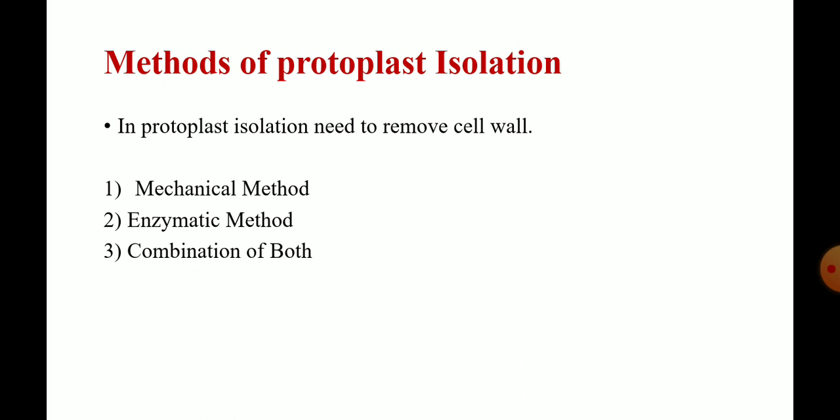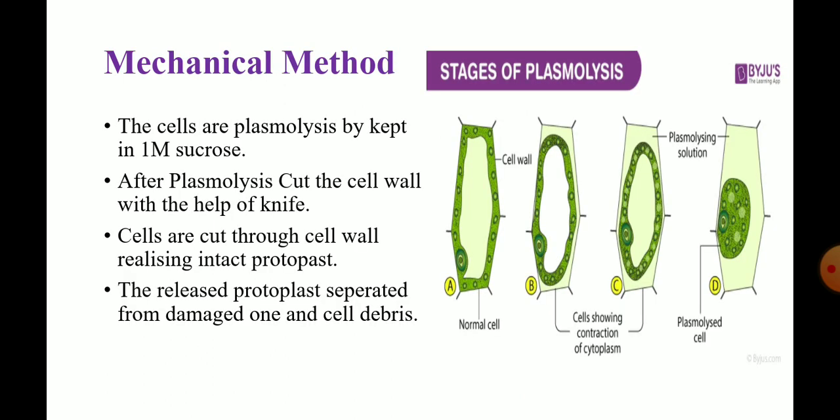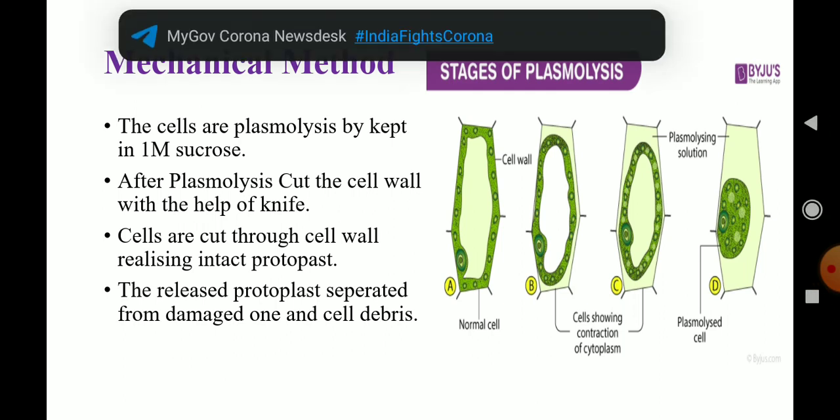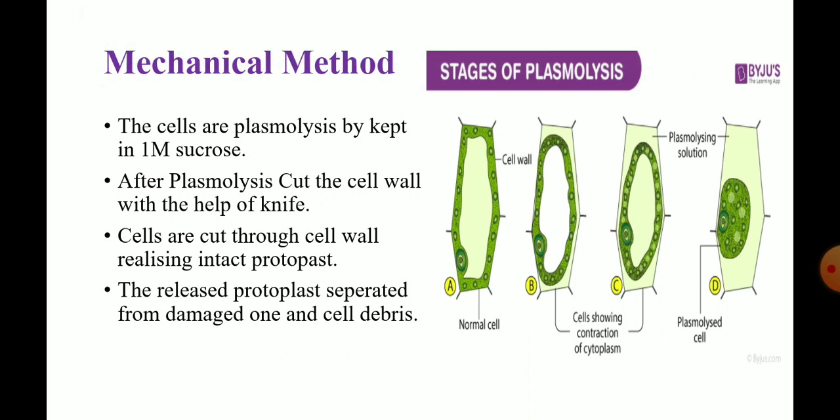There are 3 methods for removing the cell wall. First, the mechanical method. Second, the enzymatic method. And third is a combination of both mechanical and enzymatic methods. The first, the mechanical method: the cells are plasmolysed by keeping them in 1 molar sucrose. After plasmolysis, the cell wall is cut with the help of a knife.